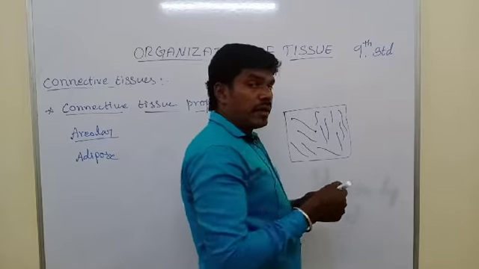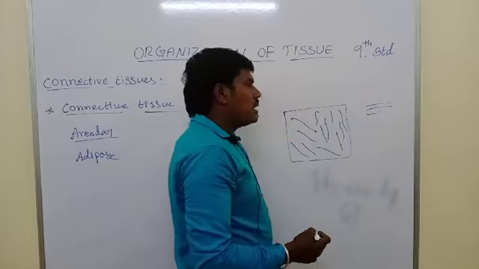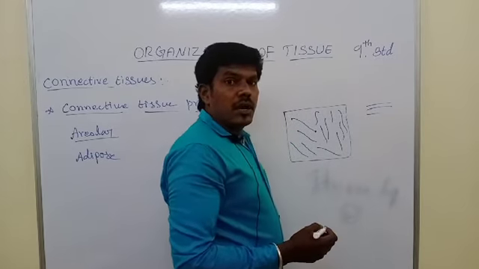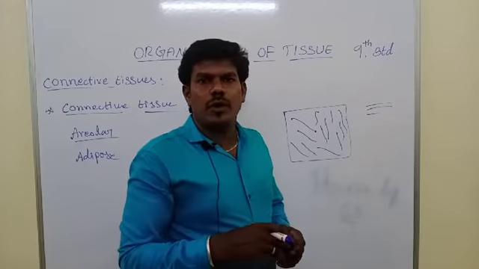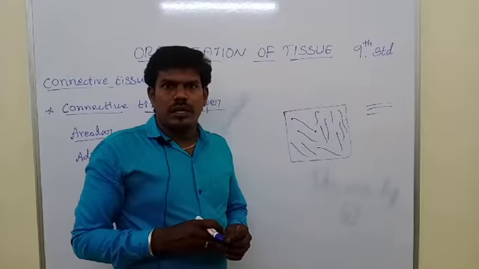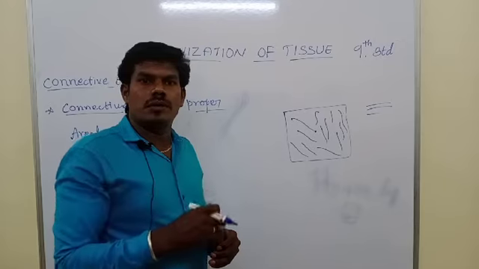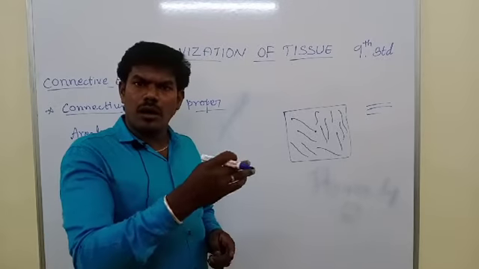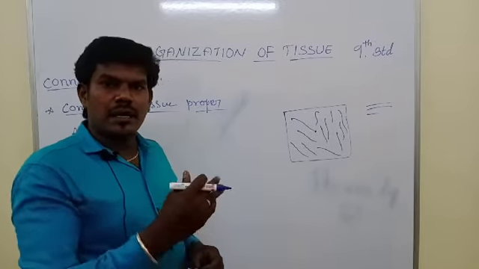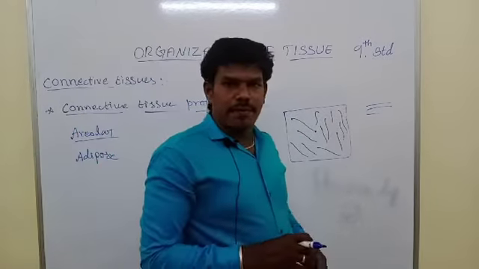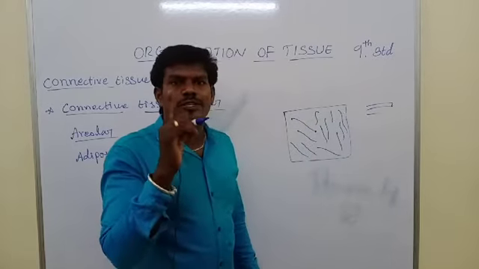So areolar tissue joins skin to muscles. Muscles have three divisions. The skin means the outer membrane, the epithelial tissue, which you already studied. Epithelial tissues have some types: simple and compound. Simple has squamous, cuboidal, columnar, and ciliated, so five types, and then compound. That is the skin, and the skin is joined to the muscle.